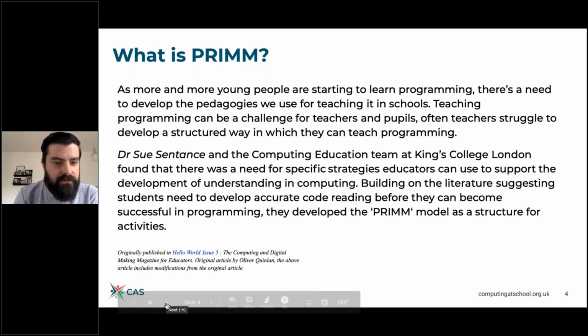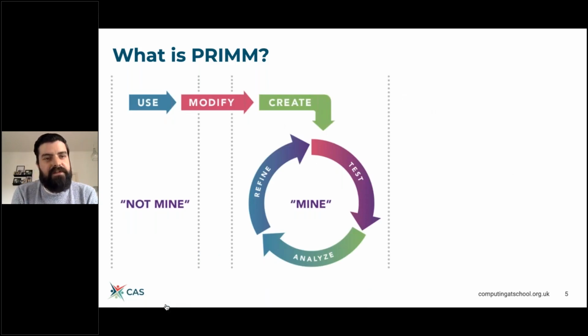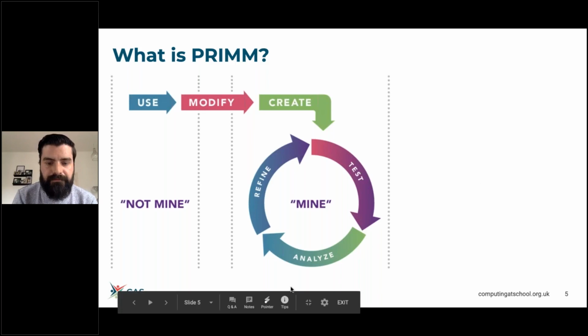I have taught it across Key Stage 1 and Key Stage 2, to varying degrees of success, but it's based around the use, modify, create model. You would show the children something that has already been produced and give them that example, and then together you would modify it in the hope that they'd be able to create their own version of what you've shown them. Then you would test it, analyze and refine it, in that DT design cycle that we would normally work through. So it's inspired by that.